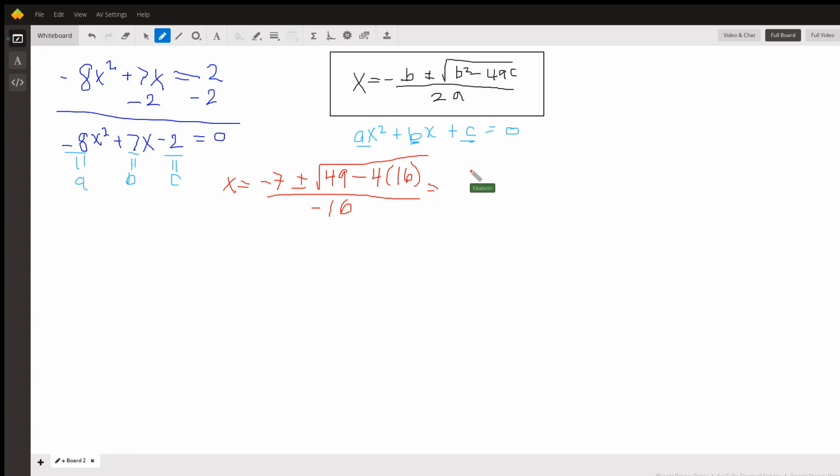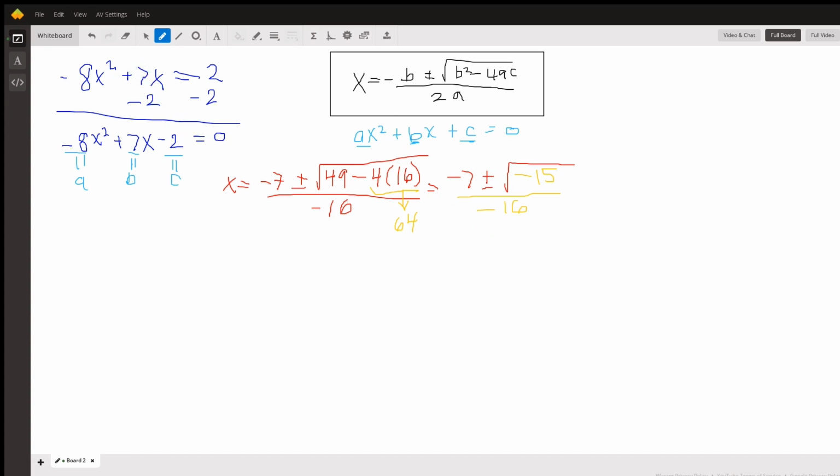So if we just simplify some things, we now have negative 7 plus or minus the square root. So now we have 4 times 16, which is going to give us a 64. And then we just do 49 minus 64, which gives us a negative 15. And this is all still divided by a negative 16.